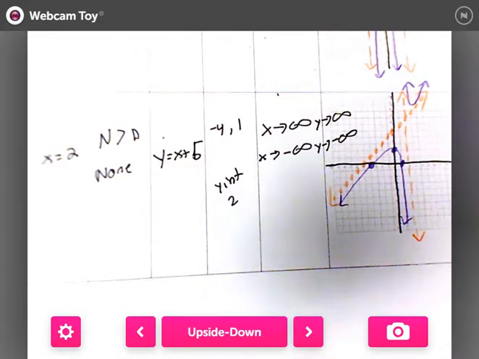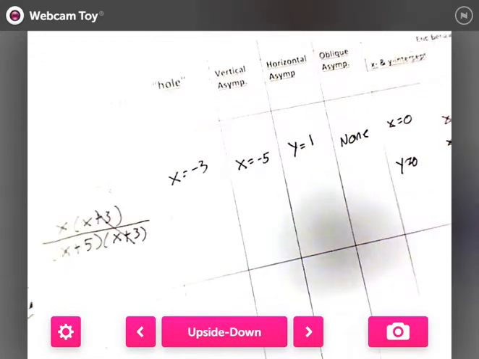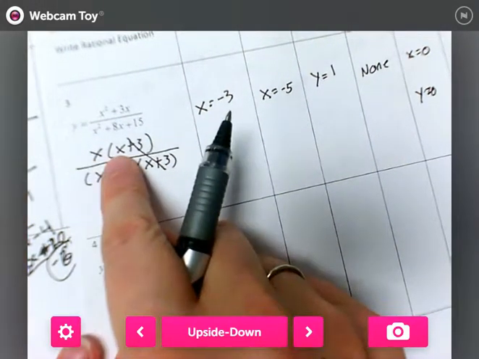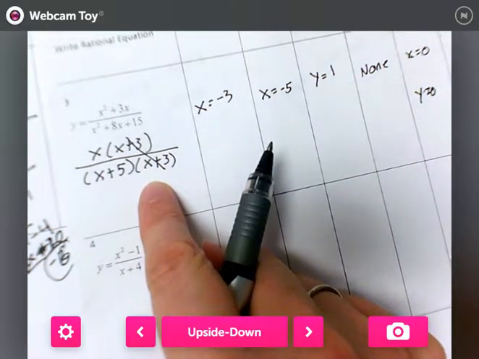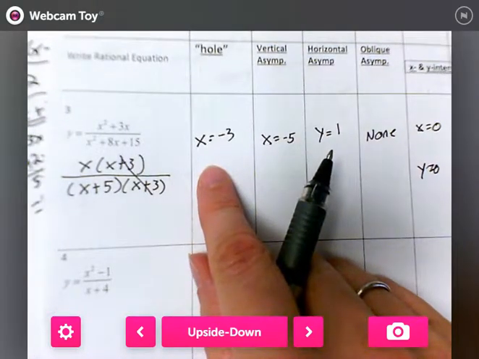All right, guys. So for number 3, first we factor it. We get x times (x plus 3) on top, and (x plus 5) times (x plus 3) on the bottom. Your hole, or your removable discontinuity, is x equals negative 3.